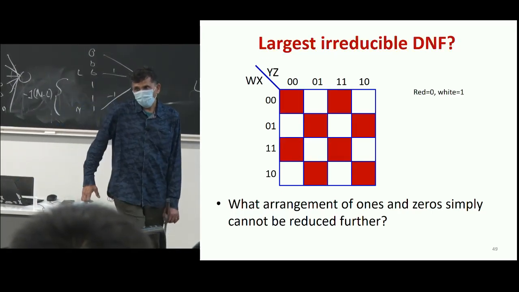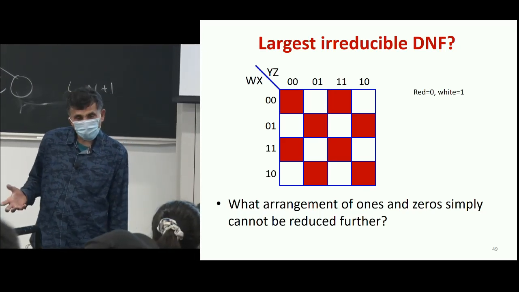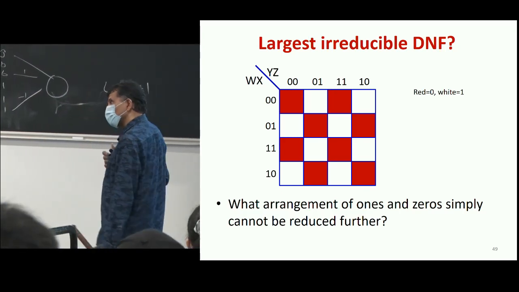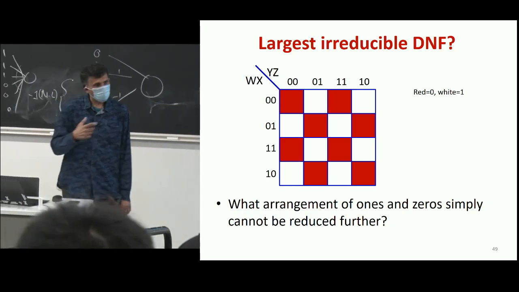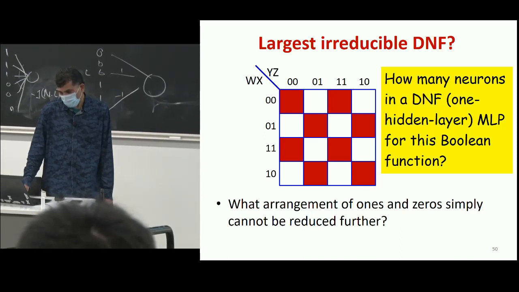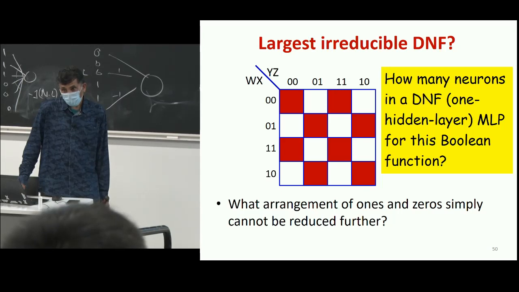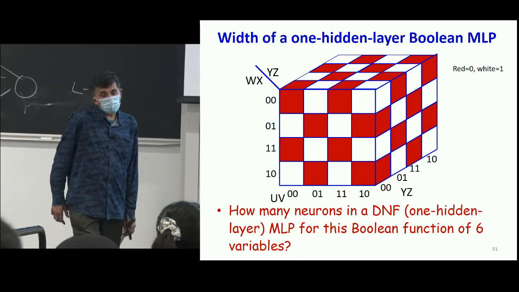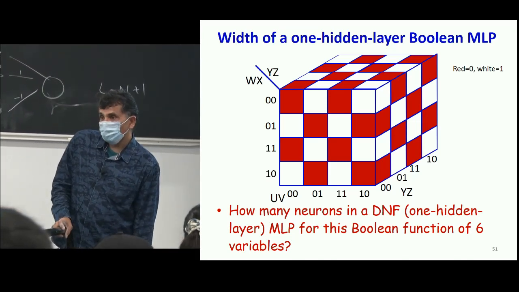Checkerboard, right? This simply cannot be grouped together. No 2 adjacent elements have the same value. How many neurons will I require in my first hidden layer for the MLP over here? 8, because there are 8 boxes, right? So the DNF formula is going to require 8 clauses, and I will need 8 neurons in my one hidden layer. So here is a 3-dimensional version of a Karnaugh map. How many neurons will I require in my hidden layer?